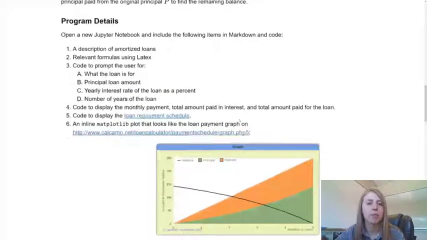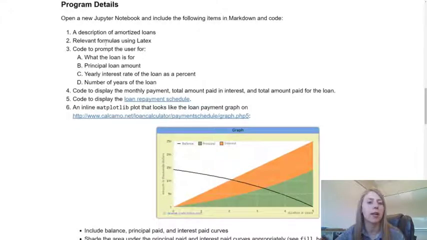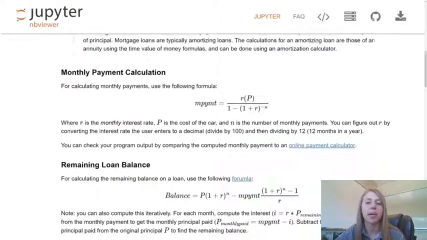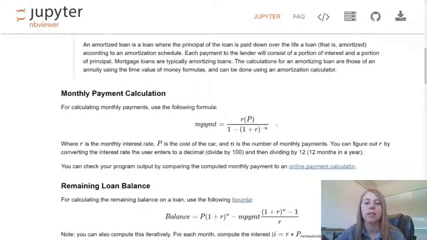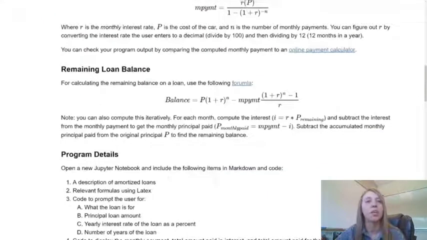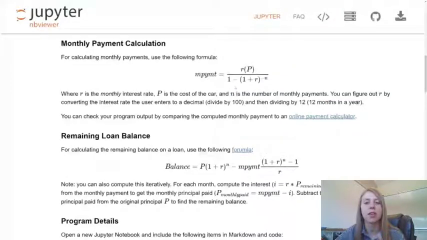Moving on to program details. So you're going to make a new Jupyter Notebook. So you'll launch Jupyter Notebook locally on your machine, open a new Jupyter Notebook and start from scratch. And you're going to include the following items in Markdown and in code cells. So include a description in your own words of amortized loans, relevant formulas using LaTeX. Now I know you can come up here and copy the LaTeX that I use to generate these in Jupyter Notebook, but really try to write them yourself using what you see here and your knowledge of LaTeX.